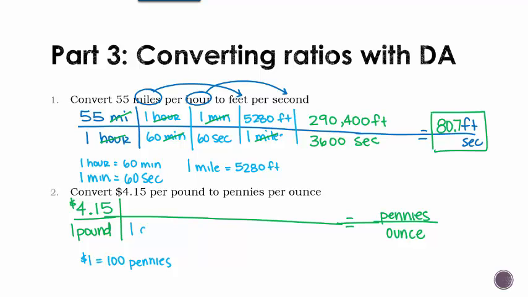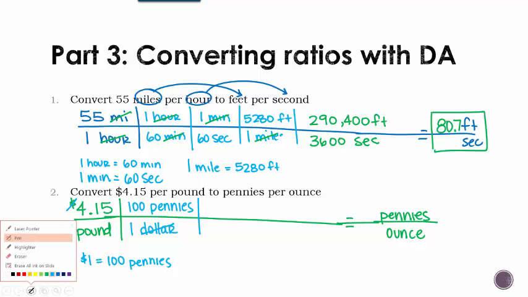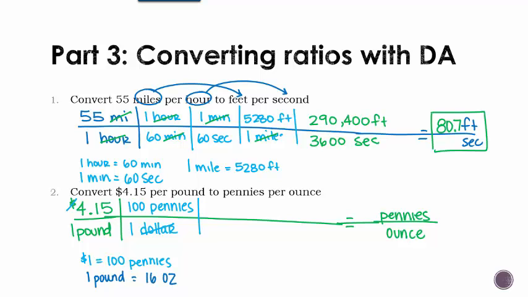So $1 is going to go on the bottom. It is the same thing as 100 pennies. Because remember, we want our dollars to cross off. And if we were to stop right now, we'd have pennies per pound. So some outside information that you may not know is 1 pound is the same thing as 16 ounces. So if we want pounds to cross off, we got to put that up at the top. So now our pounds cross off. And we are left with pennies per ounce.